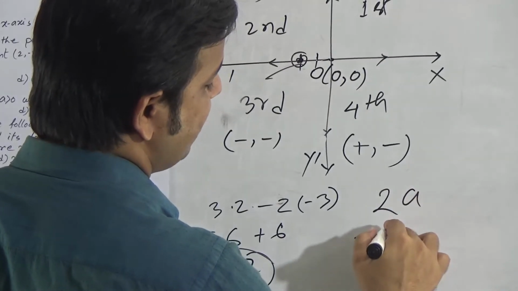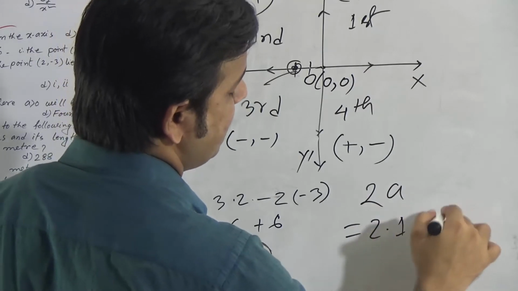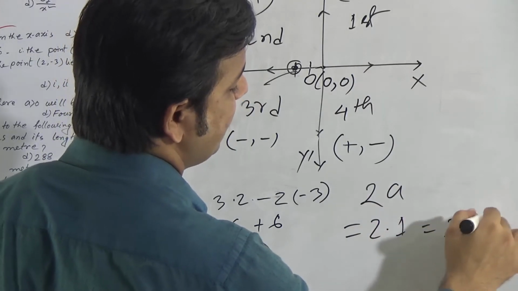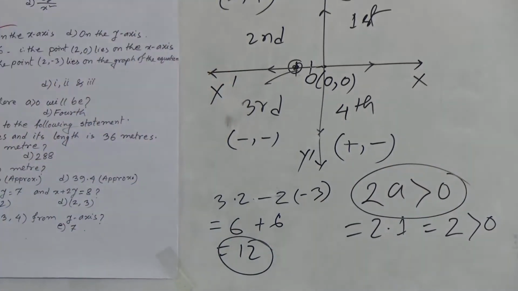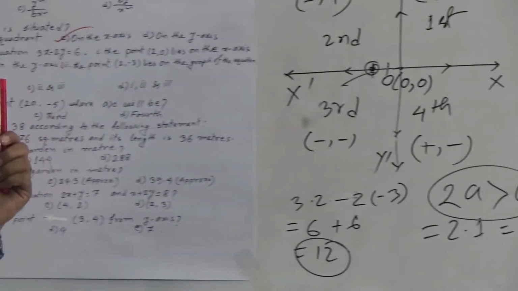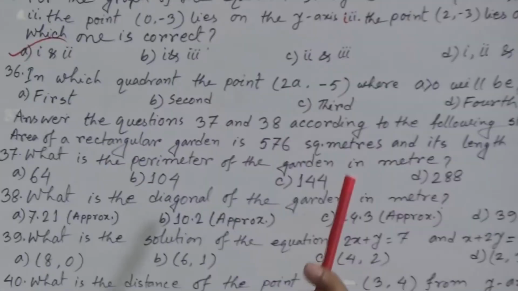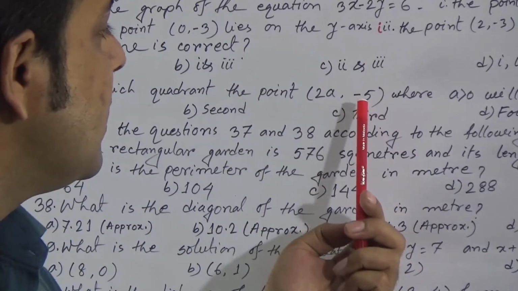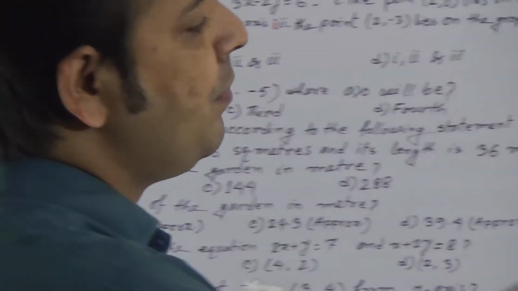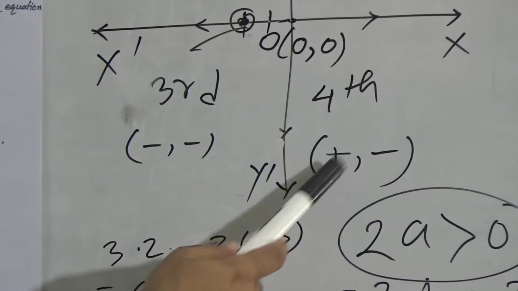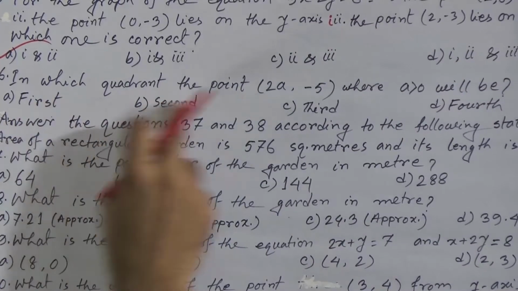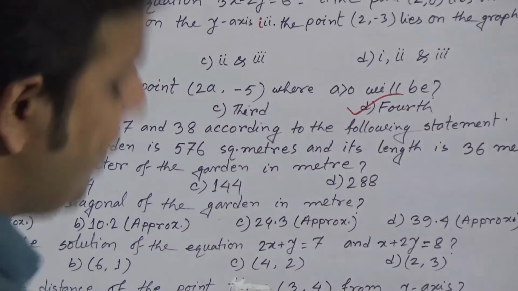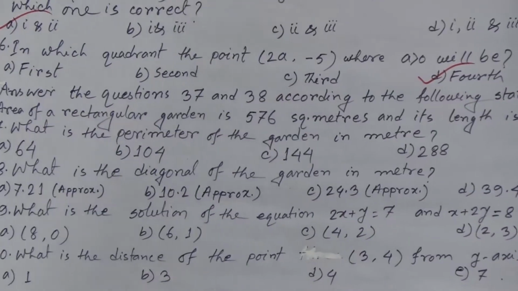Suppose the value of a is 1, then this will be 2, which is greater than 0. It means that 2a is always greater than 0. As 2a is positive, the first coordinate is positive. So we have to find a quadrant where x is positive and y is negative. This is the fourth quadrant. So fourth quadrant will be our required answer for question 36.